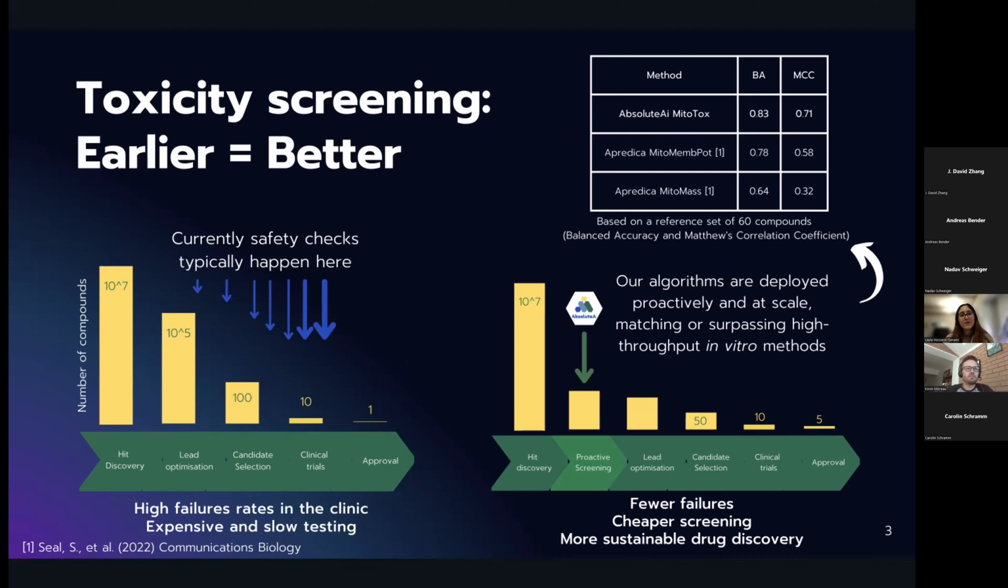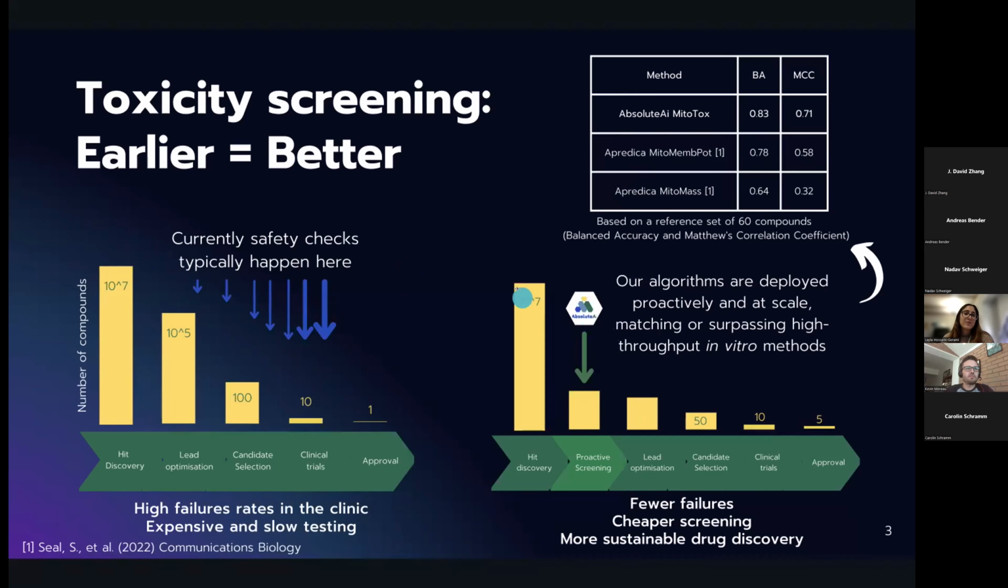There are in silico tools which are being applied in industry to predict toxicity early, which we've been seeing today. But what we'd like to do at the company, and where we feel the field is moving towards, is this concept of resequencing drug discovery and providing proactive screening right at the start of the drug discovery process using in silico tools, so that safety problems can be detected and mitigated against right from the start, leading to fewer failures, cheaper screening, and more sustainable drug discovery.